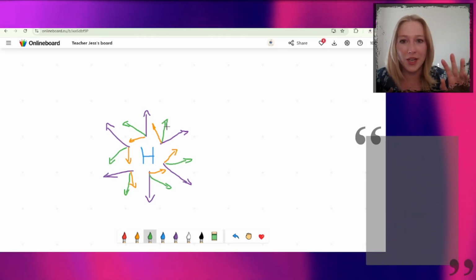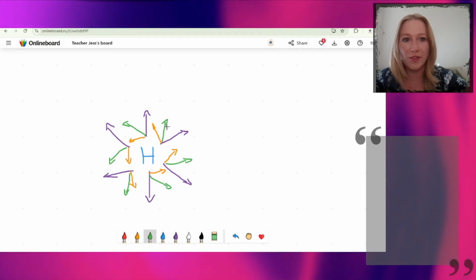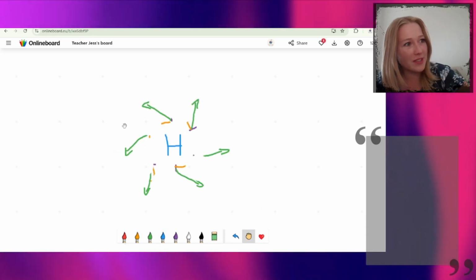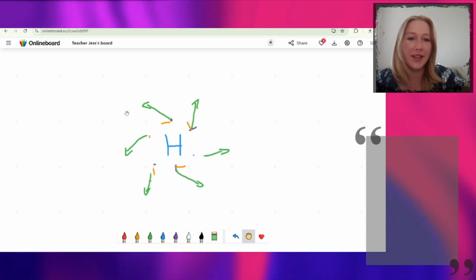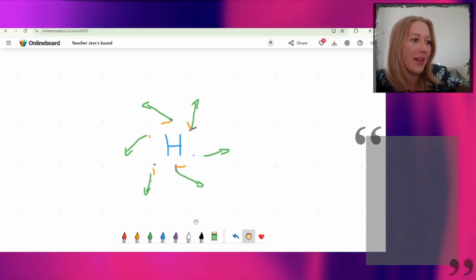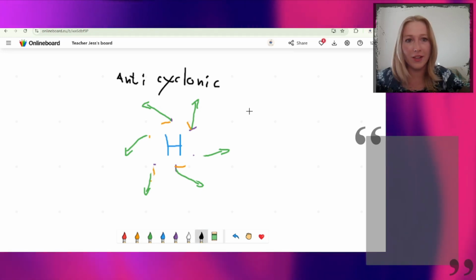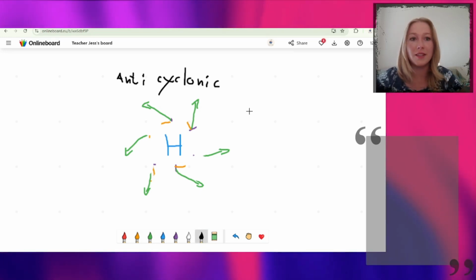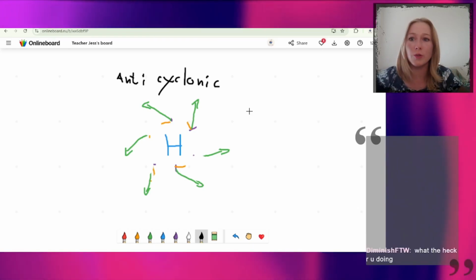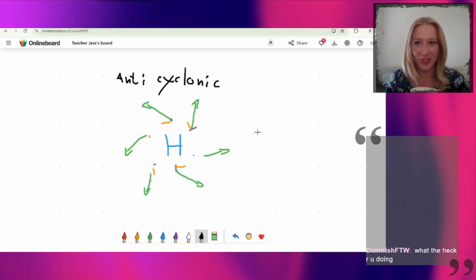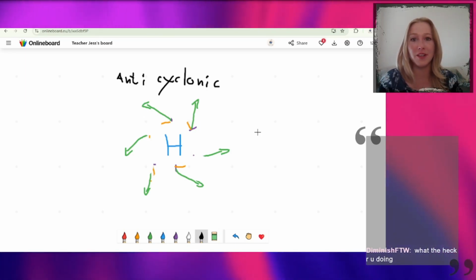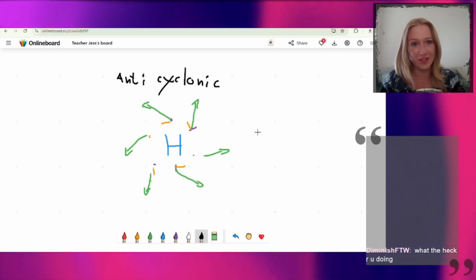Let's neaten up this diagram a little bit because we have a lot of arrows going everywhere. I'm hoping that you're seeing it. I hope that you can see the arrows all pointing in an anti-clockwise direction. So that would be anti-cyclonic. Anti-cyclonic is anti-clockwise in the southern hemisphere. In the northern hemisphere, anti-cyclonic would be clockwise. For a low pressure cell, cyclonic is clockwise in the southern hemisphere and anti-clockwise in the northern hemisphere.